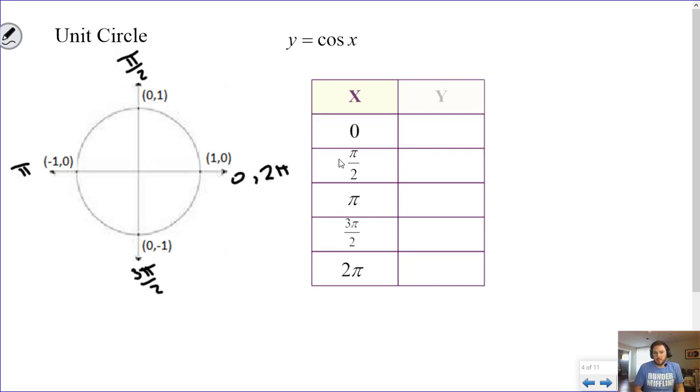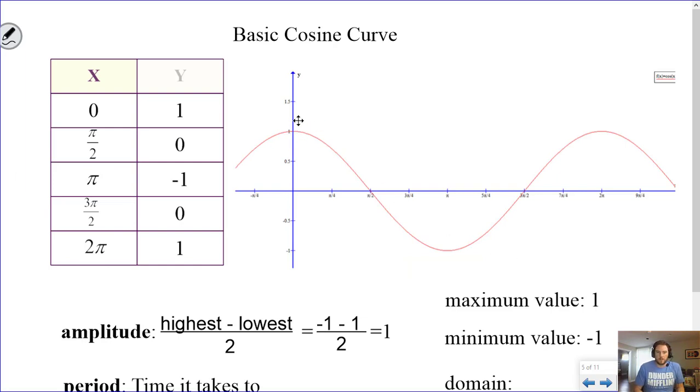So when I go to fill in my table of values, the cosine of 0 is the x value of my point on my unit circle, so we get 1. And then pi over 2 is 0, and pi is -1, and 3 pi over 2 is 0, and 2 pi is 1. What we notice is that we still have this pattern, where we started with a 1, and we end up going back to the 1. So when I go to graph this, it looks like this, where we have 0, 1, pi over 2, 0, pi, -1, 3 pi over 2, 0, and 2 pi, 1.